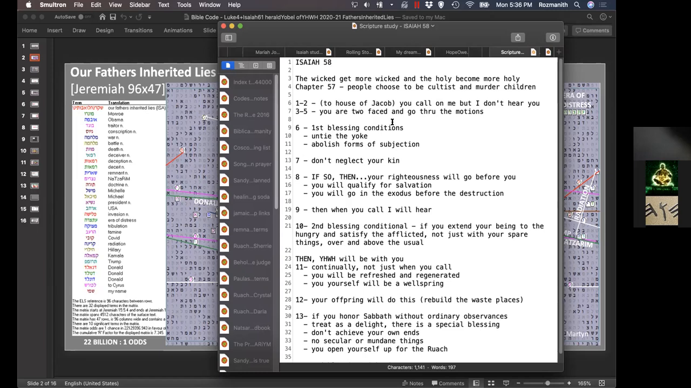The first blessing's condition is that you untie the yoke of Babylon and abolish all forms of subjection, which can be lots of things: money, but all the different kinds of idols, and don't neglect your kin. If that's the case, then your righteousness will go before you, you will qualify for salvation, and you will go in the Exodus before the destruction. And Psalm 50 talks about the Exodus before the destruction, right? And so did Psalm 47 that he was talking about.